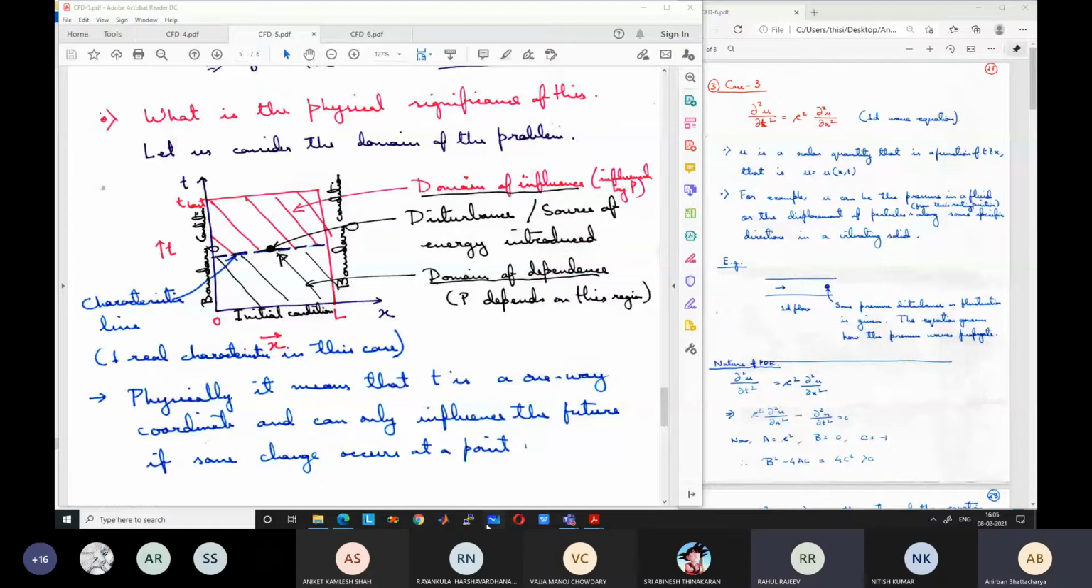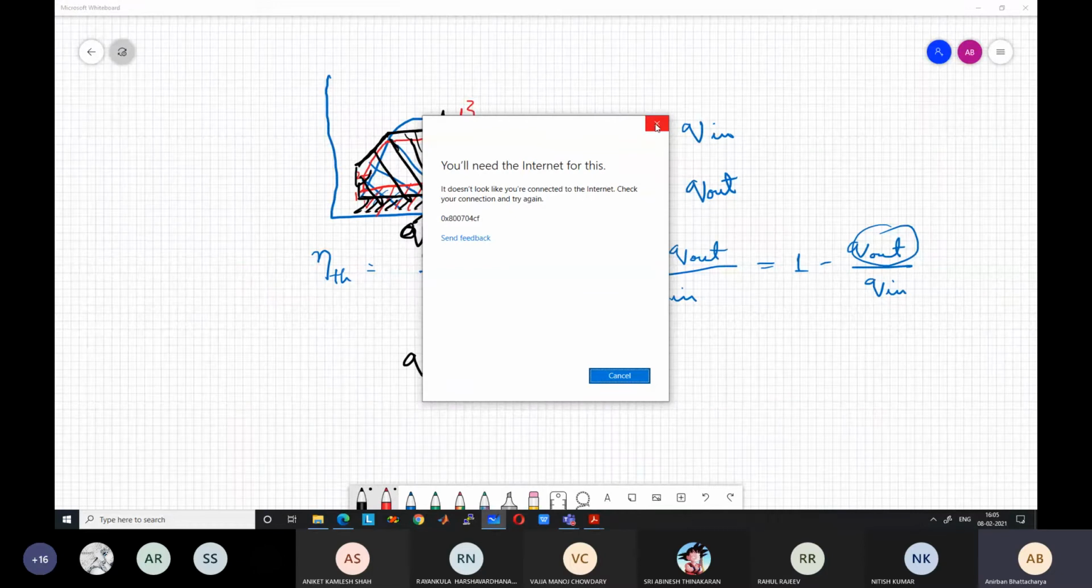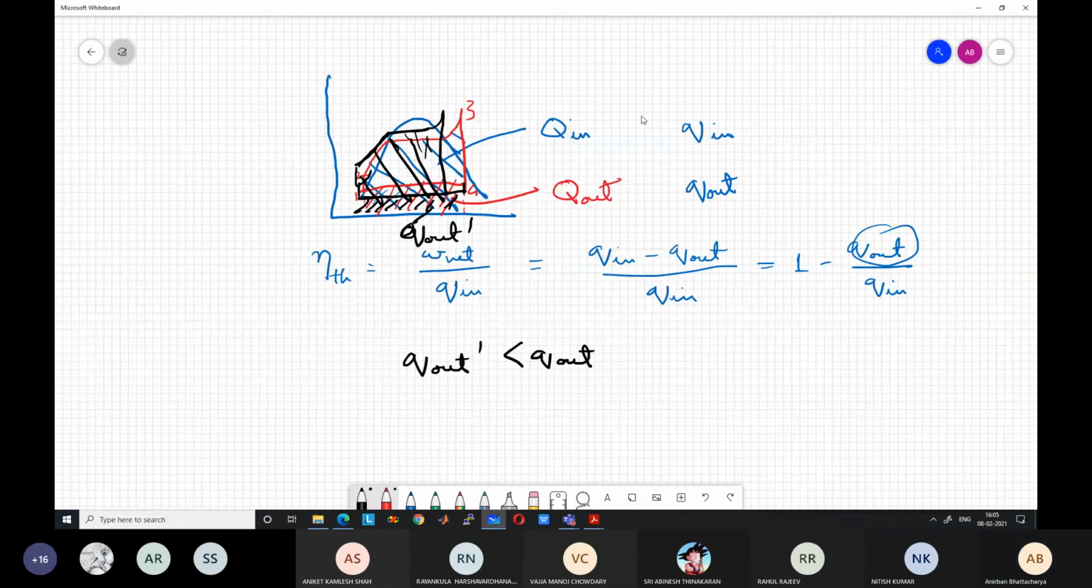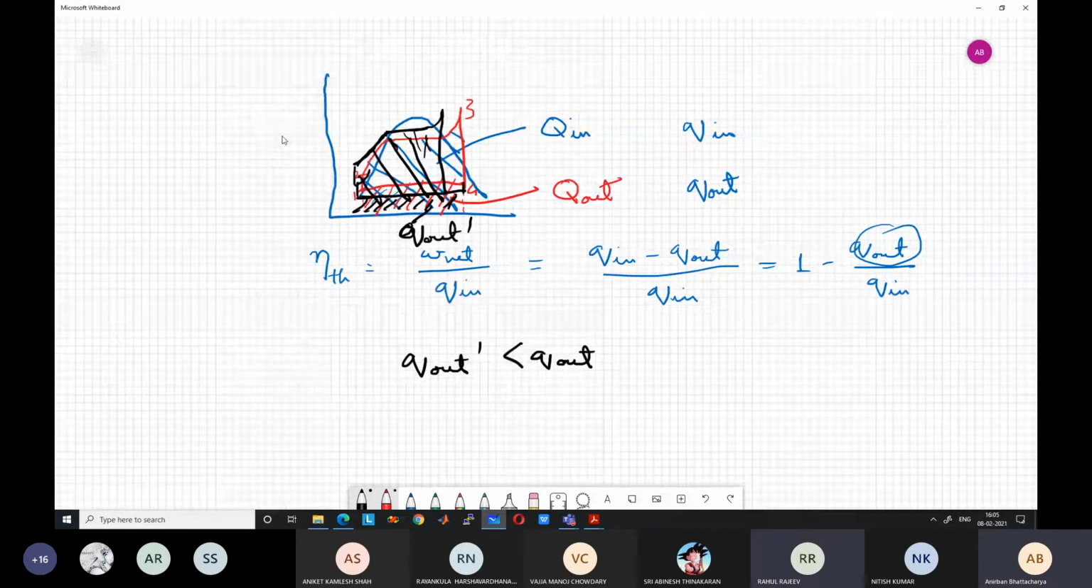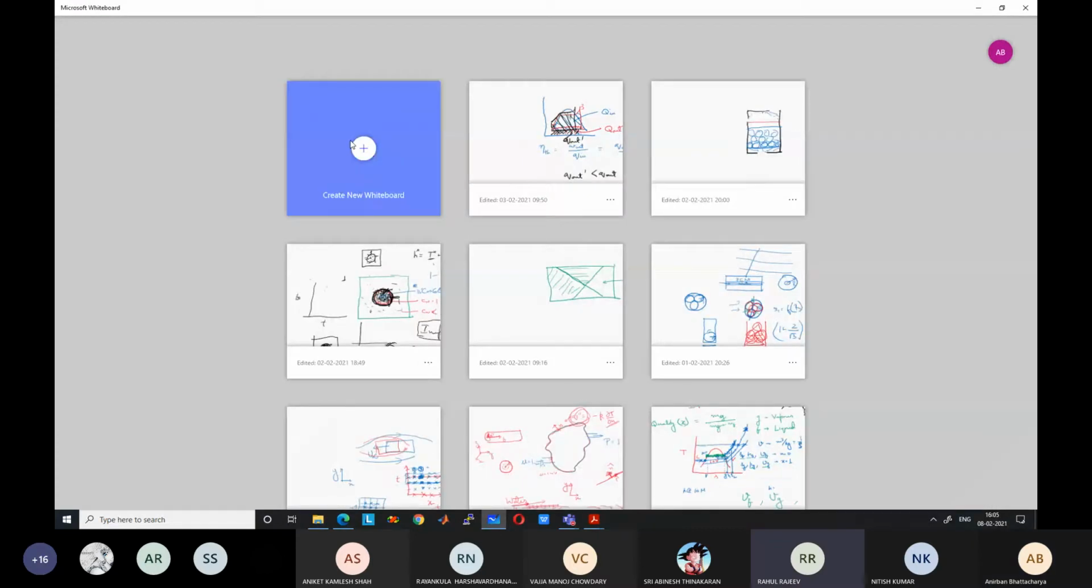Sir, it will take some time. It will take some time. How much time will it take? How will we determine? So what has happened? Sir, is it the length over the speed of sound in that medium?